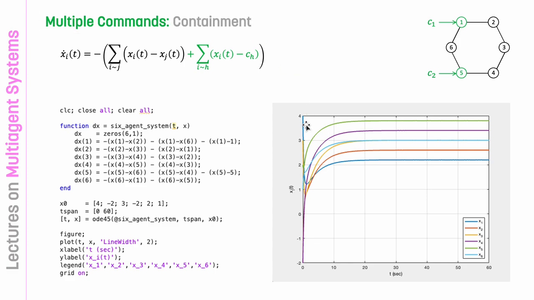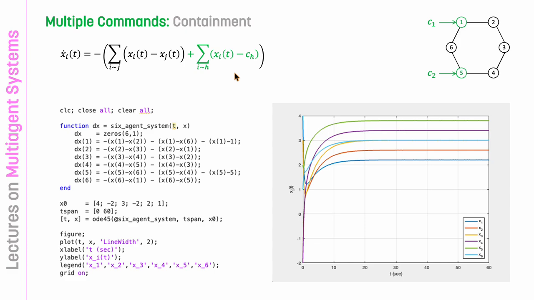And in the containment problem, agents converge. The states of the agents converge to the convex hull spanned by these commands. So practically speaking, all agent trajectories will converge to somewhere between 1 and 5. This is what convex hull means. Agent states converge to values between 1 and 5 when you have multiple commands.